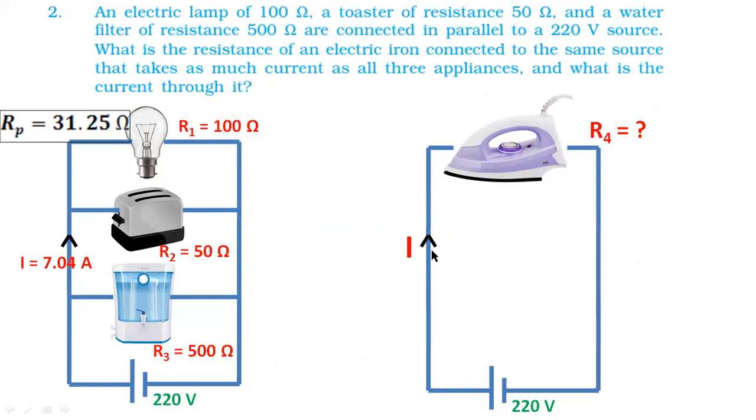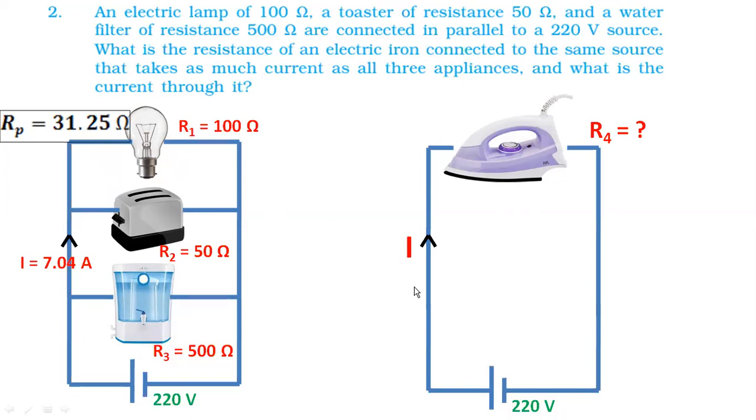7.04. Now what students do is they make a very funny mistake here. They try to calculate the resistance of this iron separately. Actually, there is no need to calculate the resistance in this particular question. In place of these three devices, we are replacing with an iron, right? Electric iron. In place of bulb, toaster and purifier, we are keeping an electric iron. So whatever the combined resistance they are having, that is actually the value of R4. So there is no need to calculate R4 here. What is going to be the value of R4 here? It would be 31.25. No need to calculate.